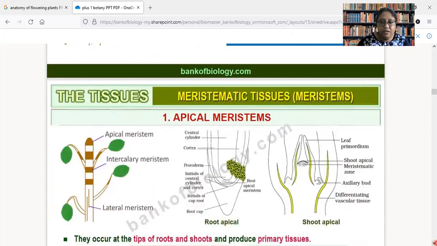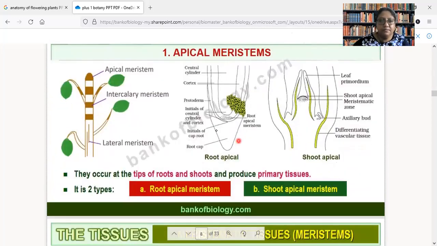So first we will know about the apical meristem. Okay, so root apical meristem is present in the portion which is present here, just beneath the root cap. It is present over here and it is responsible for the continuous growth of root.